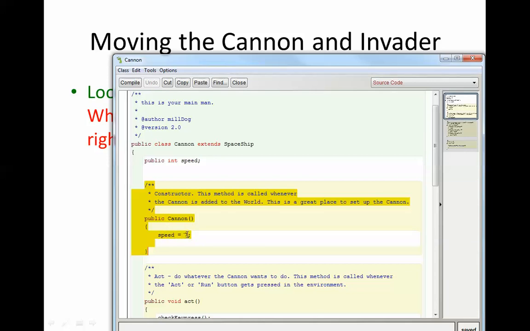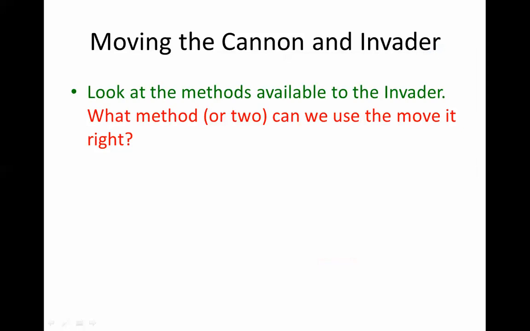We're going to put something into the empty box for the first time. We're going to type speed equals 7. So you're going to do the exact same thing in cannon and in invader. Okay, so look at the methods available to the invader. What method or two can we use to move it right?